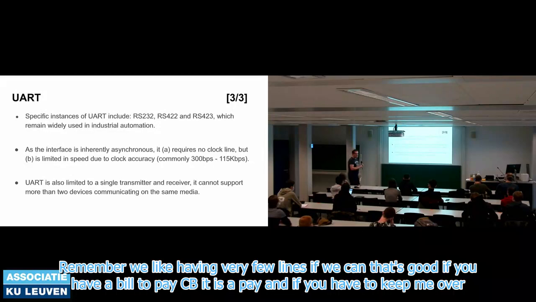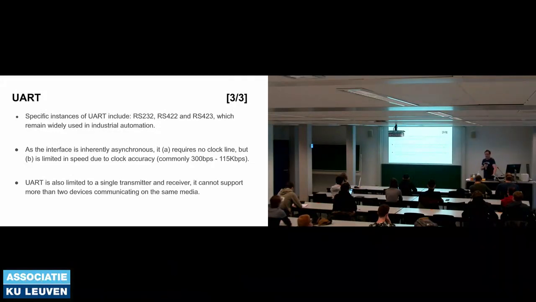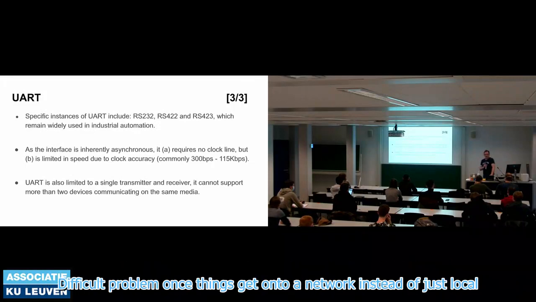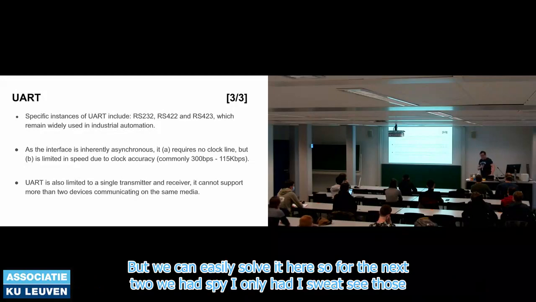If you ever build a PCB, it is a pain if you have to route a lot of lines. But a clock line is a really good idea if you want to run fast between two things which don't have a common clock. And the lack of a common clock, by the way, we'll come back to later, is everywhere in these systems and is actually a really difficult problem once things get onto a network instead of just local interconnects. But we can easily solve it here.